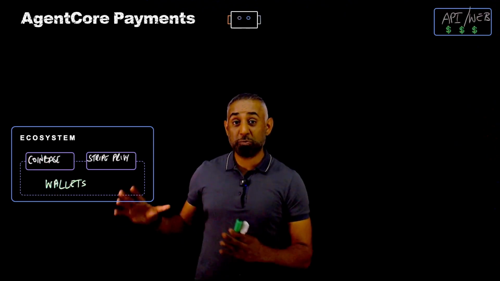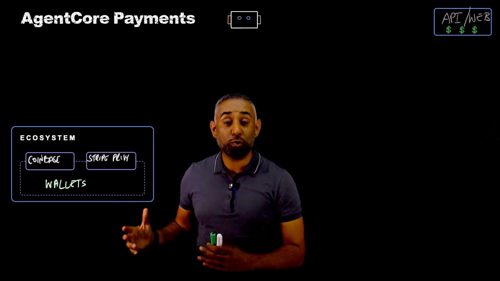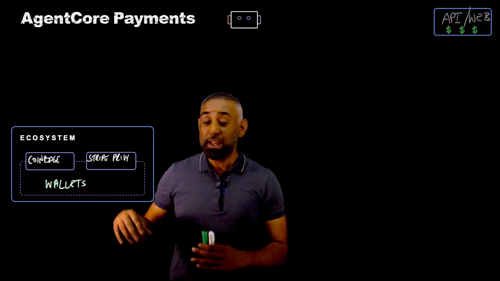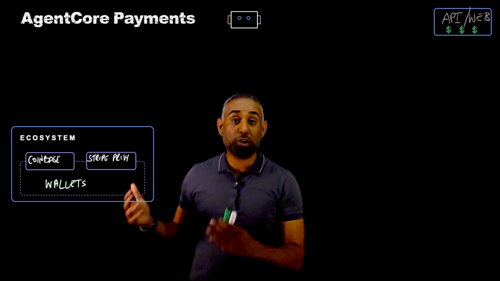From a security perspective, the credentials are actually stored in AgentCore's Identity Secrets Manager. So the agent actually never sees the raw credentials, and short-lived tokens are then used to instruct the wallet providers and so on and so on.